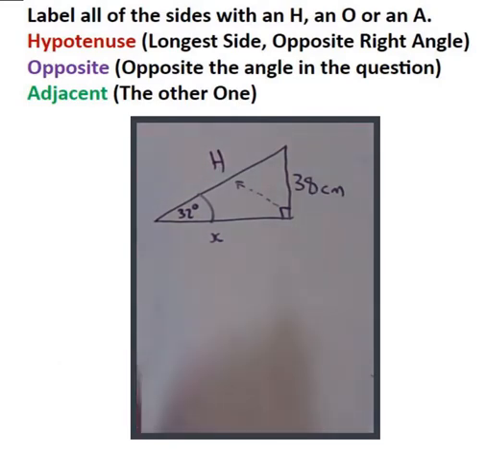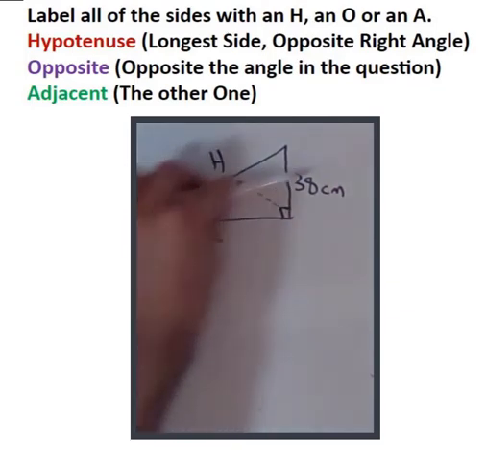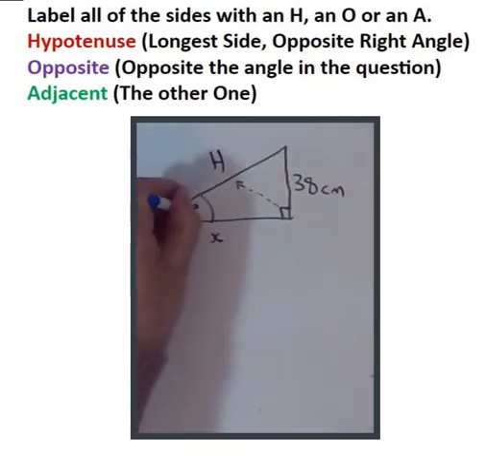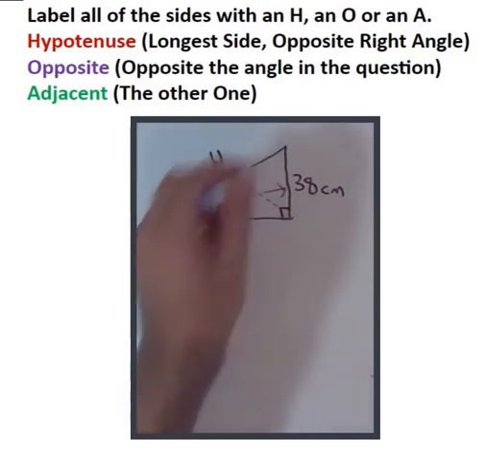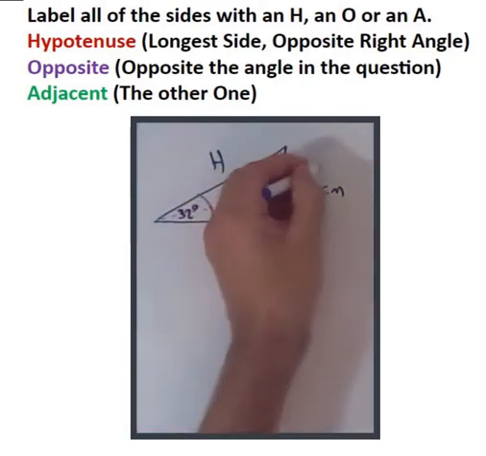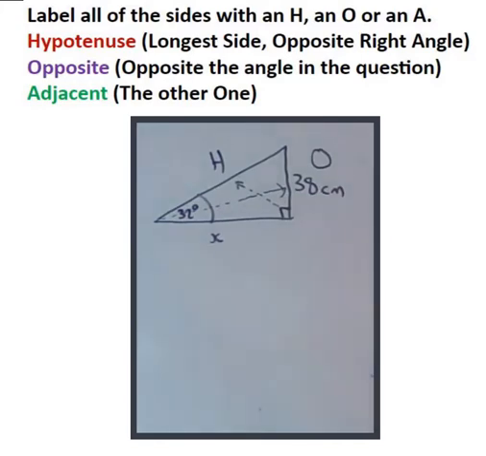O is opposite the angle in a question. Now in this case, it's an angle that we know, so it's the 32. So imagine you're on the 32, looking out towards the triangle like this. Again, you don't need to draw the arrow. The 38 is clearly opposite the 32, so that's your O. O is opposite the angle in the question. And the adjacent side, well, it's just the other one.